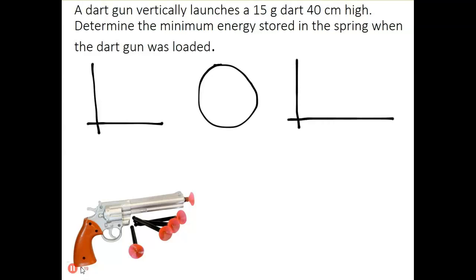So for my system on this one, I'm going to include the dart gun and the spring in the dart gun, as well as the dart. And I'll also include, I guess, the ceiling, since you could say when the dart gun hits the ceiling, it could dissipate some energy. So dart gun, dart, and ceiling, those are all the things that I'm including in my system.